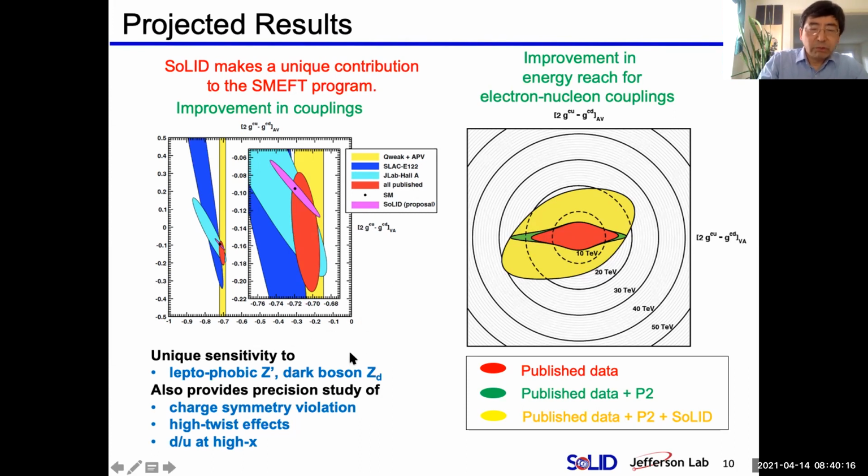I don't have time to show you all the other physics, like sensitivity to leptophobic Z prime, dark boson, Z dark. And it also provides a precision study of the charge symmetry violation I mentioned, and higher twist effects. Also, if you do it not only on deuterium but also on proton, which is also planned, you will have a very unique sensitivity to d over u without any nuclear physics effect. Just on proton, you get different flavor combinations.